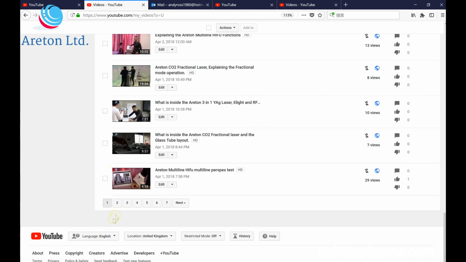Some machines will have three settings: high, low, medium. Others will have finer tuning. How do we know what's best for skin tightening?